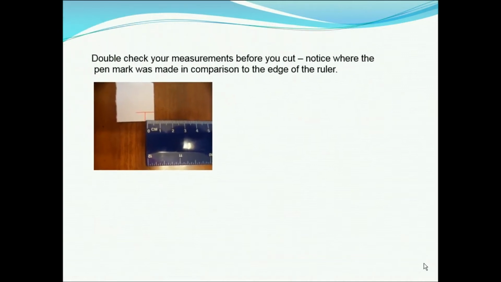If you look at my ruler really closely, the edge of the ruler is not 0. There is a portion there that is attached to it before the 0 mark is made. I didn't think about that when I made my markings. And so you're always going to want to go back and double check.